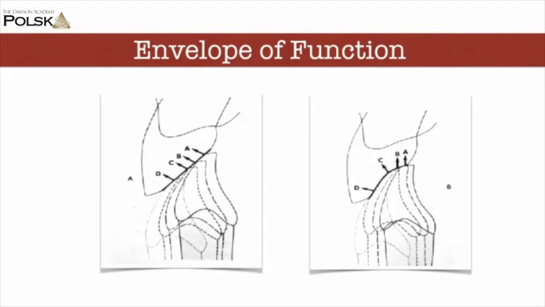So when we think about the envelope of function, one of the most common scenarios where the envelope of function can be disturbed is when we have over-contoured lingual contours on our maxillary anterior teeth.